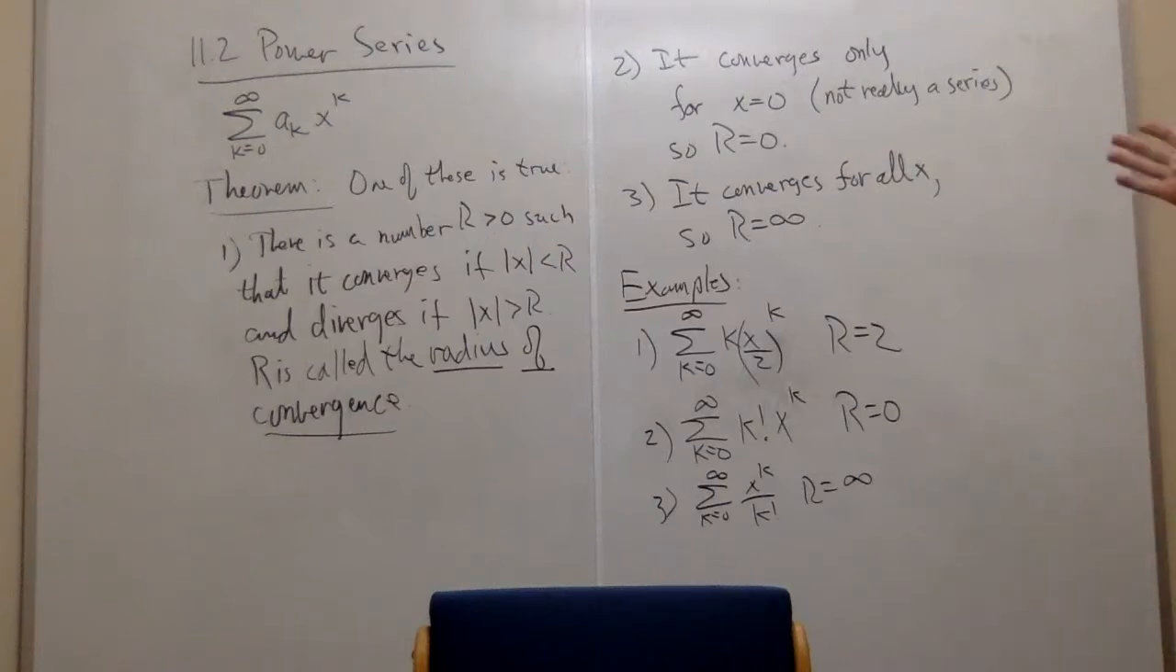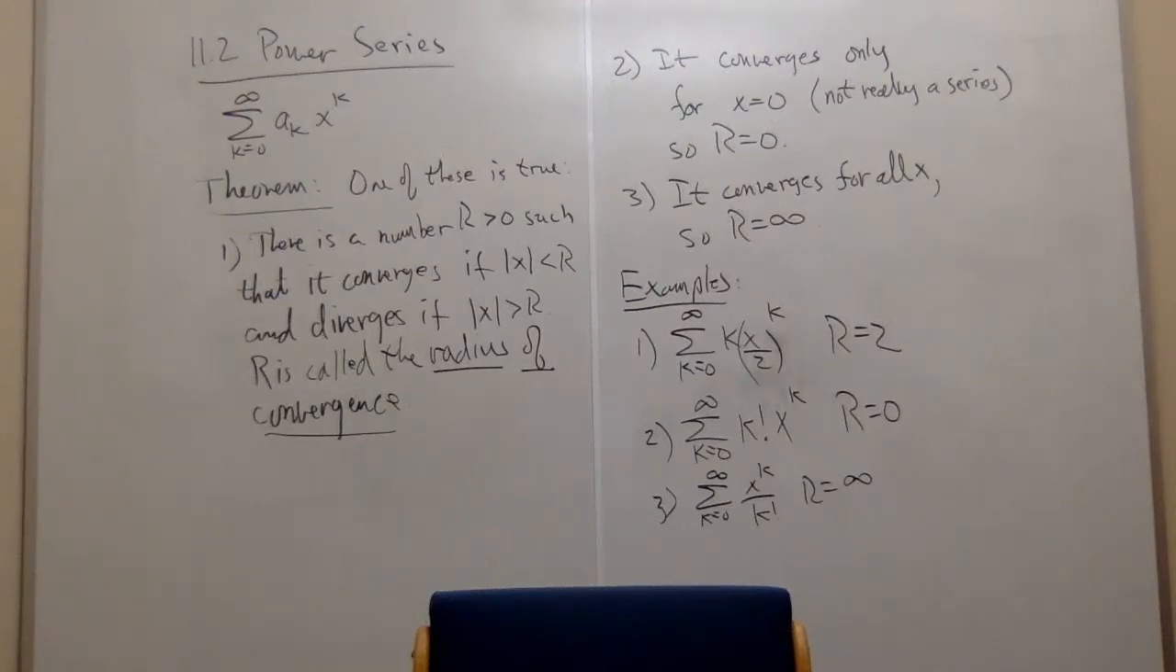Another thing that can happen over here on the right, on the top, it can converge only for x equals 0. That's a super boring case. It's not really a series. There's really only one term, and that would be a sub 0. And it's not interesting. We really don't have much to say about it, but it's a possibility, so it's listed here. The third thing is actually we'll discover quite a bit.